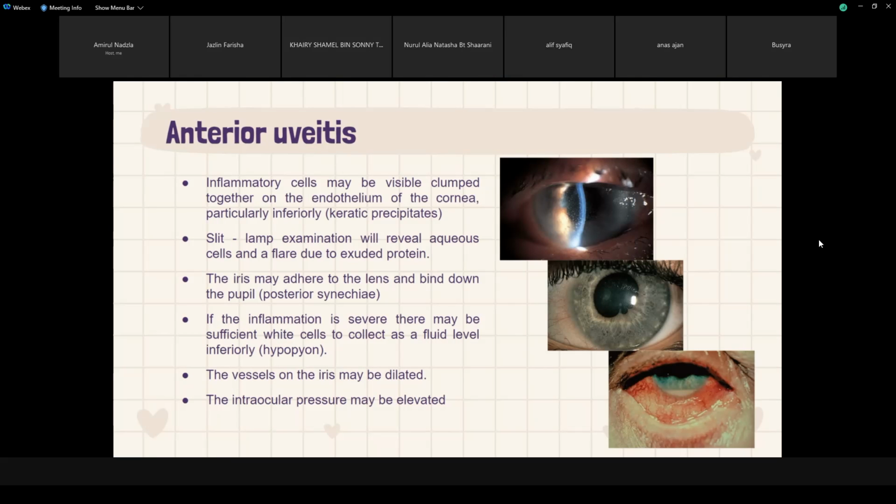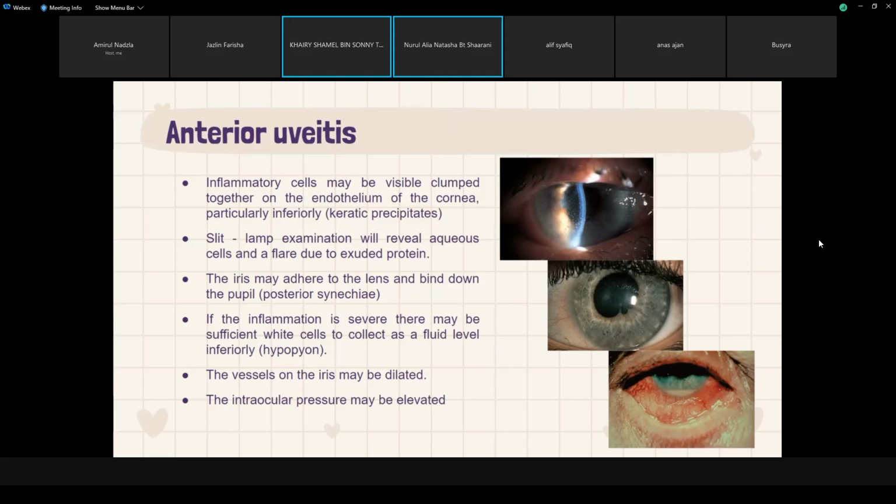So for the anterior uveitis, the inflammatory cells may be visible, clumped together on the endothelium of the cornea, particularly inferiorly, or the other name is keratic precipitates.